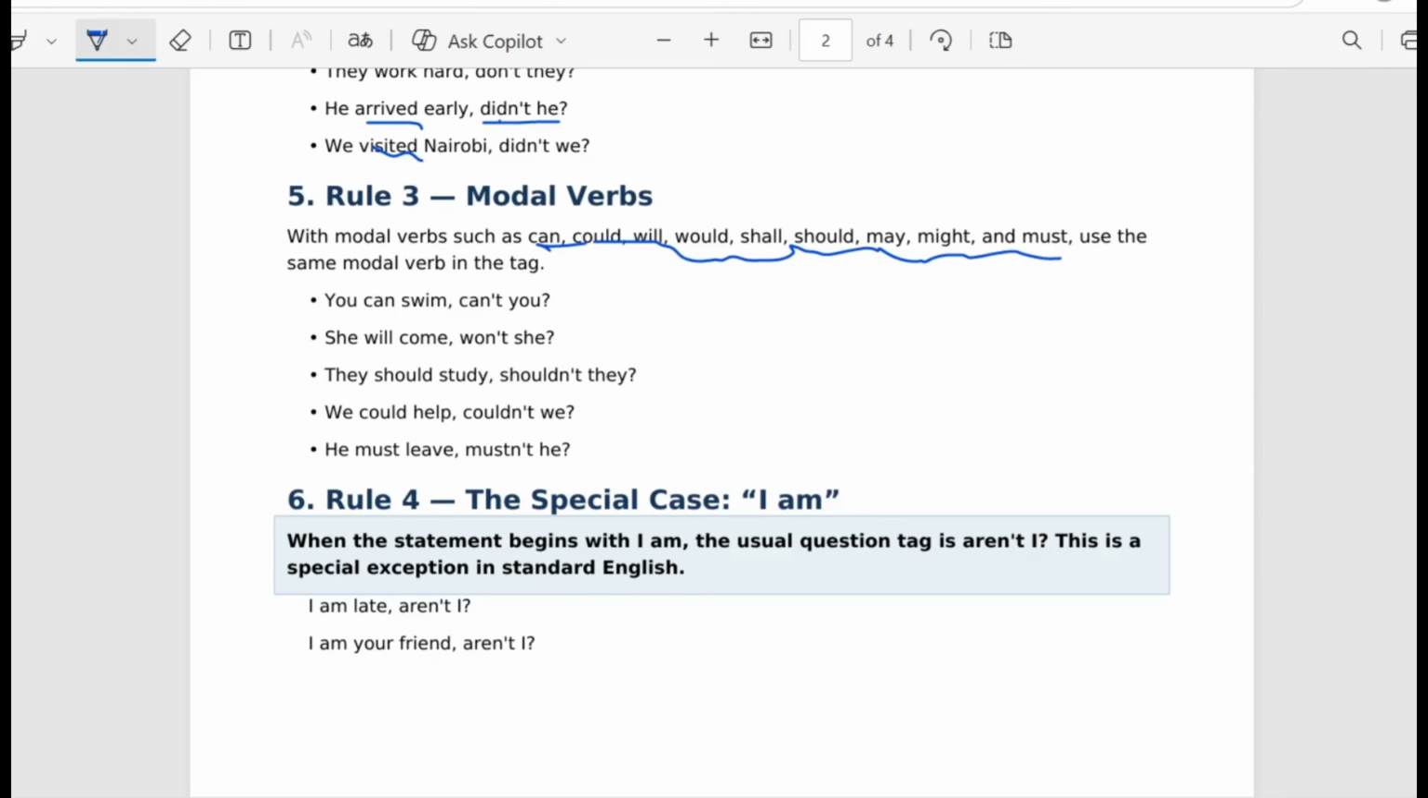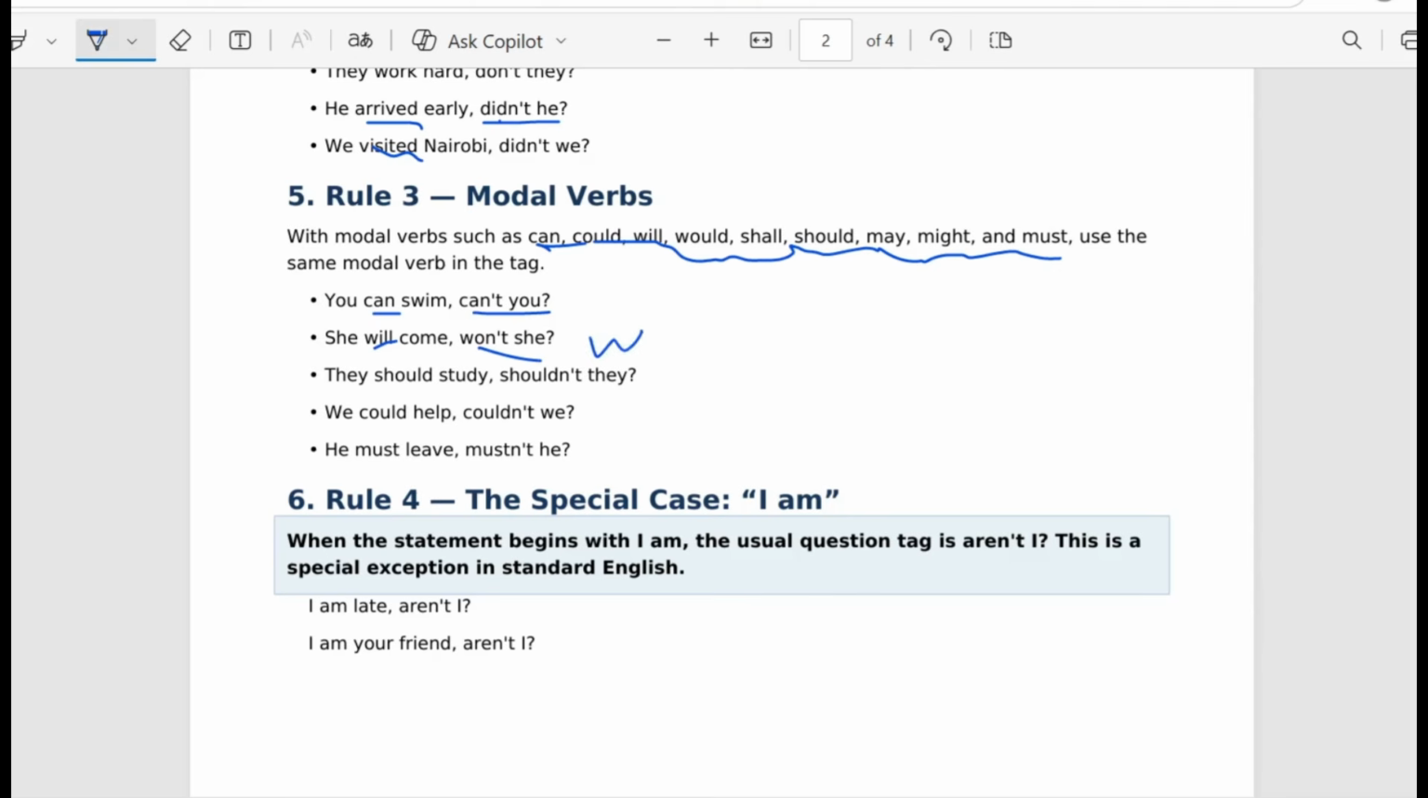You can swim. So can is the mode of verb in that statement. So the tag is going to be can't you? She will come. Will is now the mode of verb. It's going to be won't she? She will come, won't she? So the only problem that happens and it confuses students, will is the only mode of verb that changes to be won't. There are some students who confuse and say, if the statement is saying that she will come, the tag is going to be willing she. Willing she is very wrong.